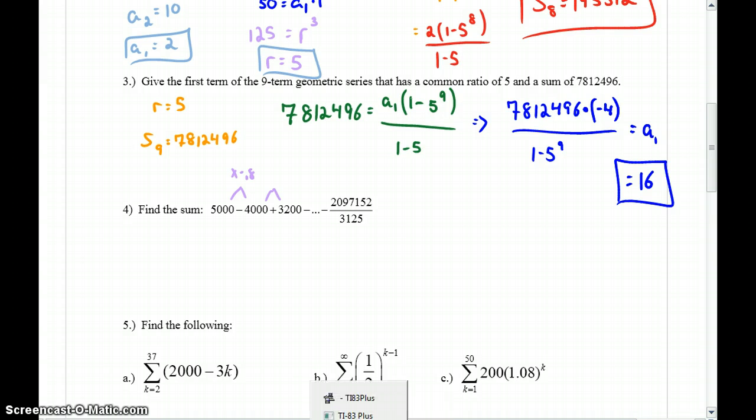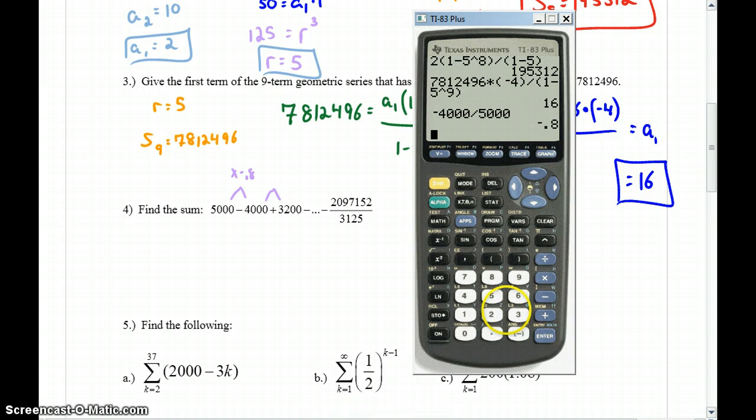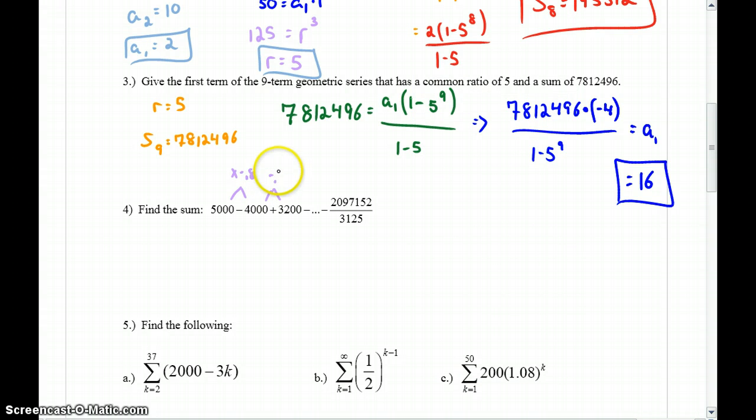And then just to check, I'm going to try the next one also. 3,200 divided by negative 4,000 is still negative 0.8. So this is a geometric series, since they're all added together. And I'm going through a long list.